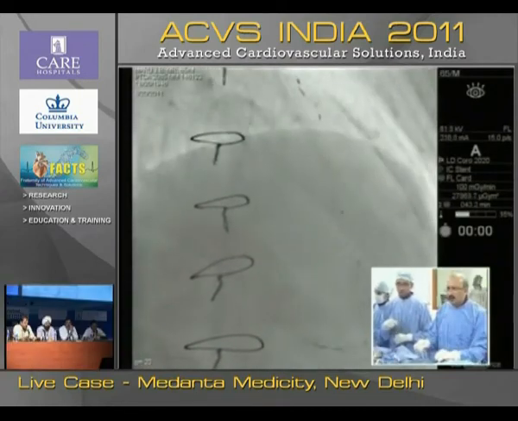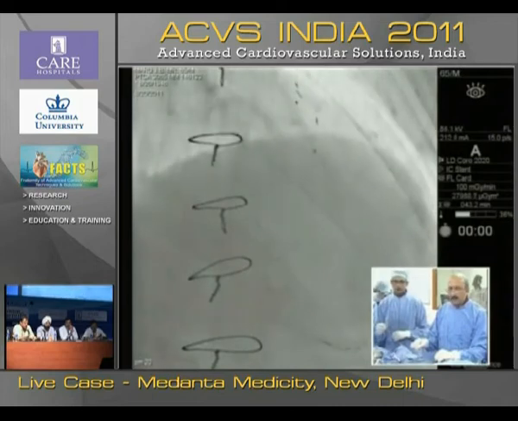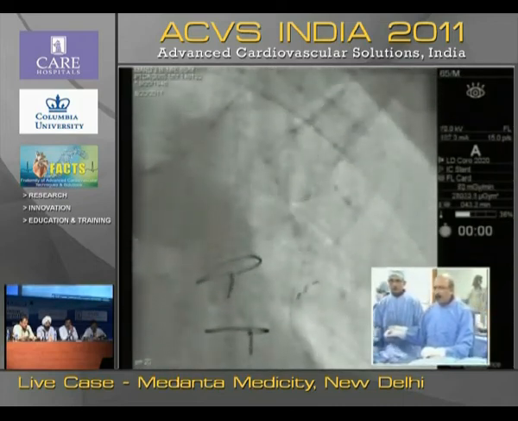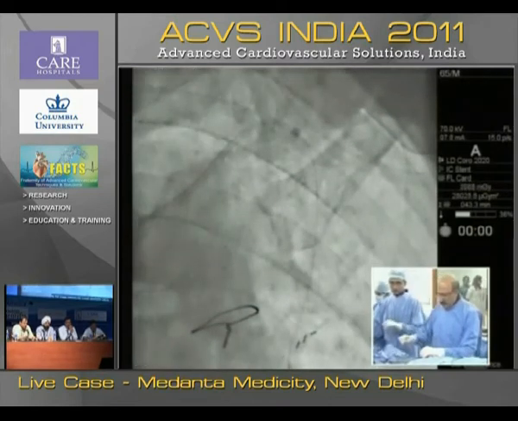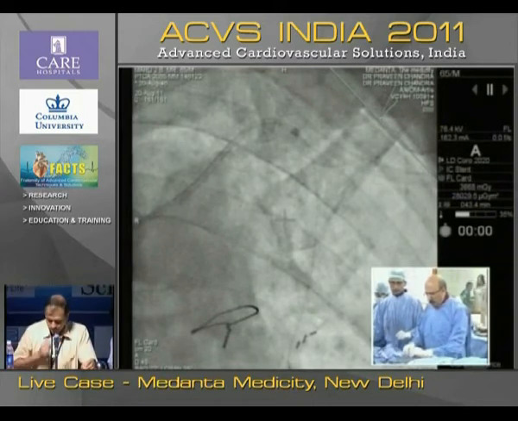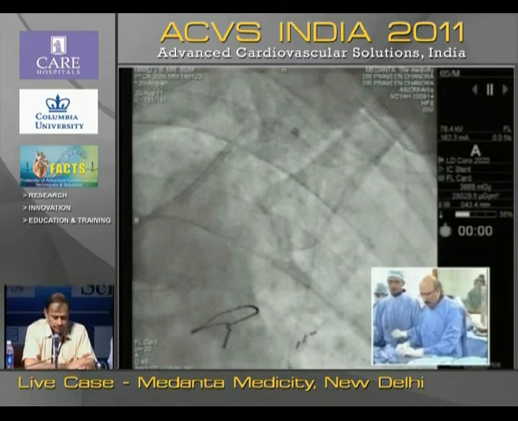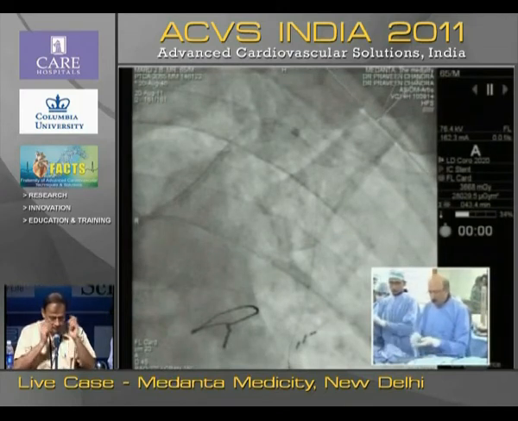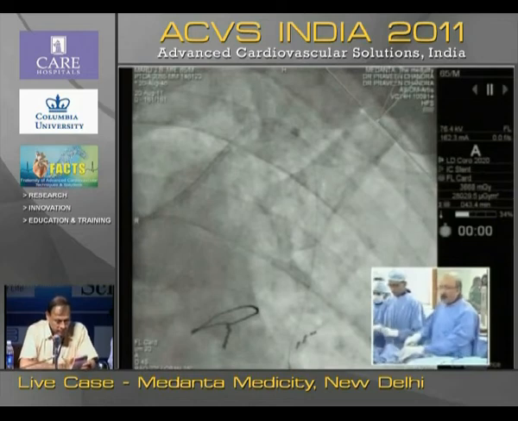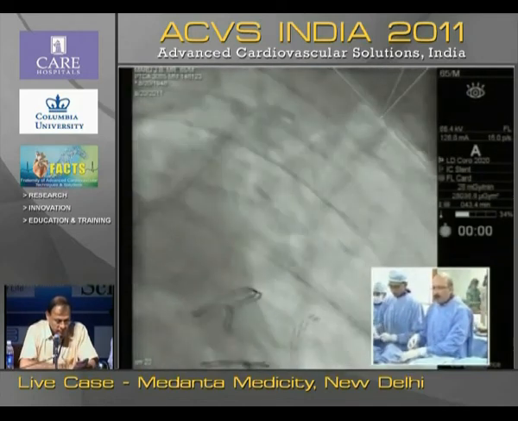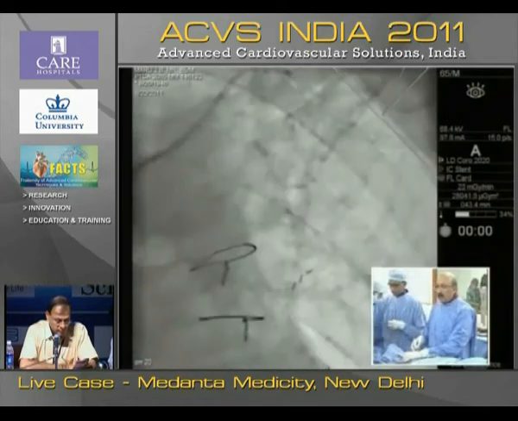I hope you can see the fluoro. Yes, we can. I'm taking out the balloon of the stent. What stent was this? This is a Promus Element, and as you saw here, we were finding it difficult to take even a new balloon. So we really wanted to use a stent which would have the best trackability, and I thought Promus Element would really be a good one.